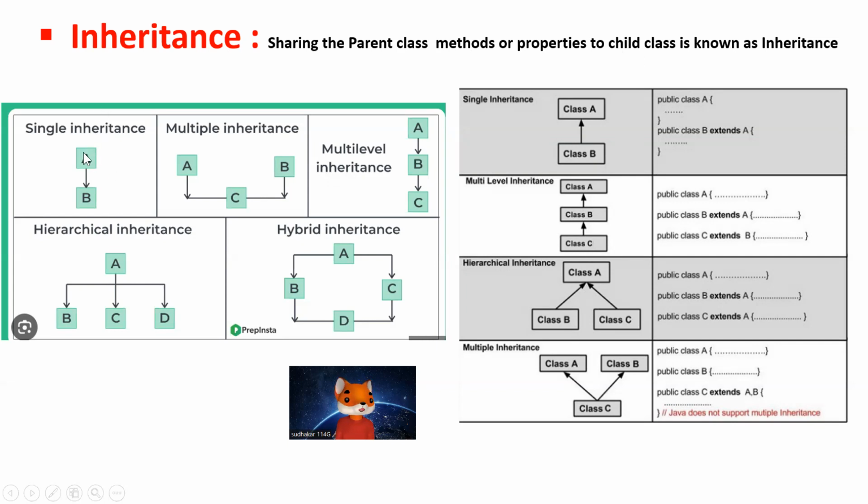See, class A is a parent class and class B is a child class. So class A methods can be accessible in class B. That concept we can call a single inheritance. In Java, single inheritance is possible, multi-level inheritance is possible, hierarchical inheritance is possible, and hybrid inheritance is possible, but Java does not support multiple inheritance.